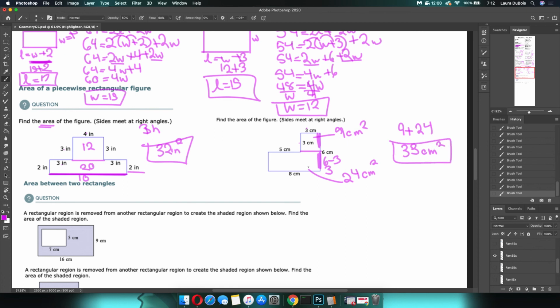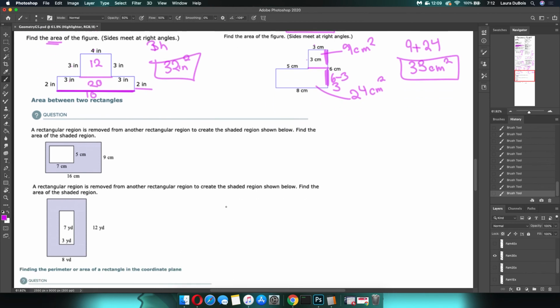So again, we did this in an earlier topic. You know how to find your missing sides. The setup here is pretty bare bones if you've done those topics prior. Next, area between two rectangles.